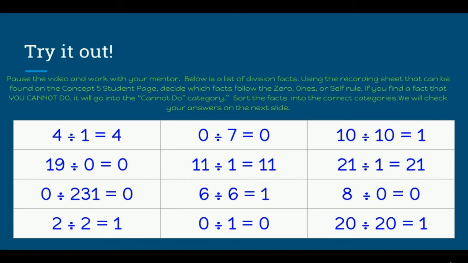So try it out. Pause the video and work with your mentor. Below is a list of division facts. Using the recording sheet that can be found on the Concept 5 student page, decide which facts follow the 0, ones, or self rule. If you find a fact that you cannot do, it will go into the cannot do category. Sort the facts into the correct categories. We will check your answers on the next slide. Good luck!